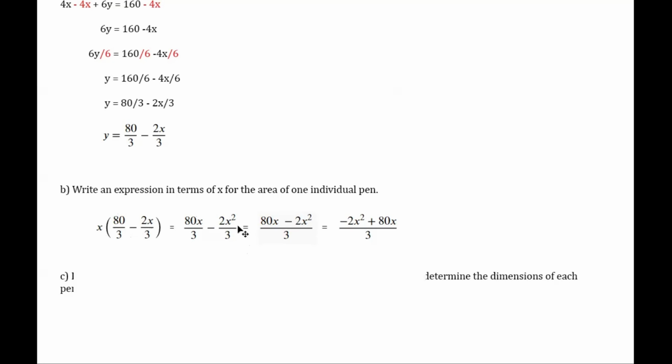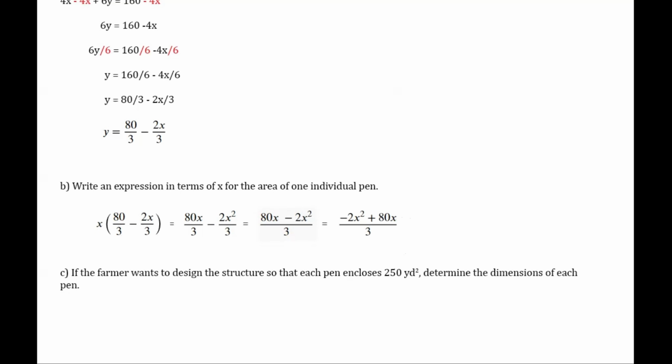And like I said earlier, because these two both have 3 as their denominator, you could squish the numerators together and make it into one fraction. That's totally fine. And then for the last step, I took one extra step. It's customary to have the higher exponent come first. So I took my negative 2x squared and I put it in front of my positive 80x. So when they say write an expression in terms of x for the area of one individual pen, this is what I end up with: negative 2x squared plus 80x all divided by 3.